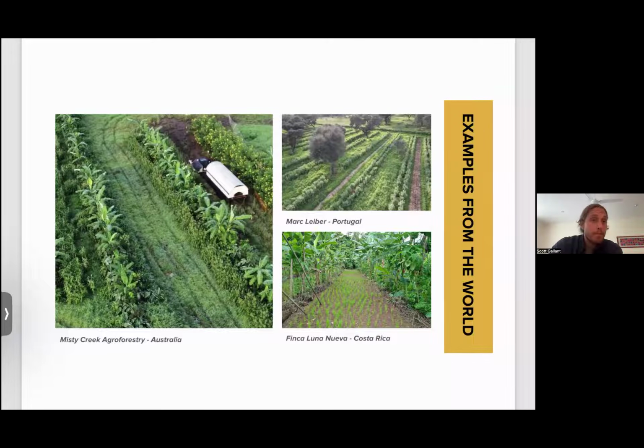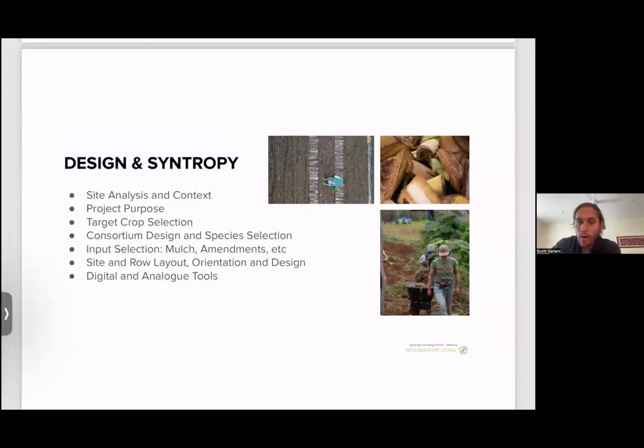So on a practical level, our design process follows these steps. I was spending some time thinking about how to add a little bit of a linear step 1, 2, 3 to syntropic farming. We start with site analysis and context. We move into what's the purpose of the project? Like, what are we trying to accomplish here?